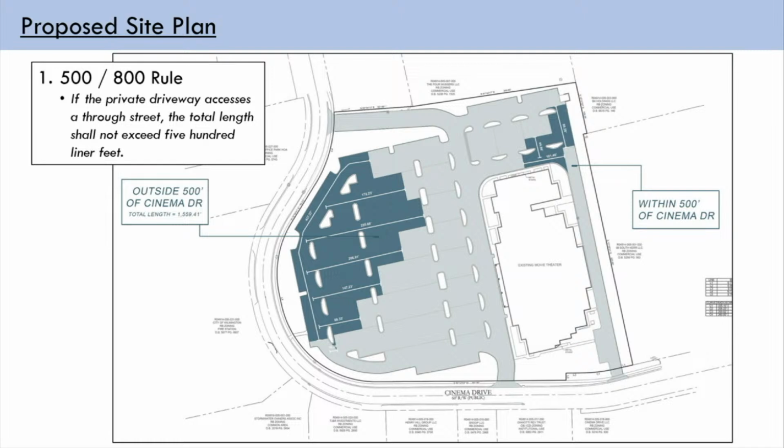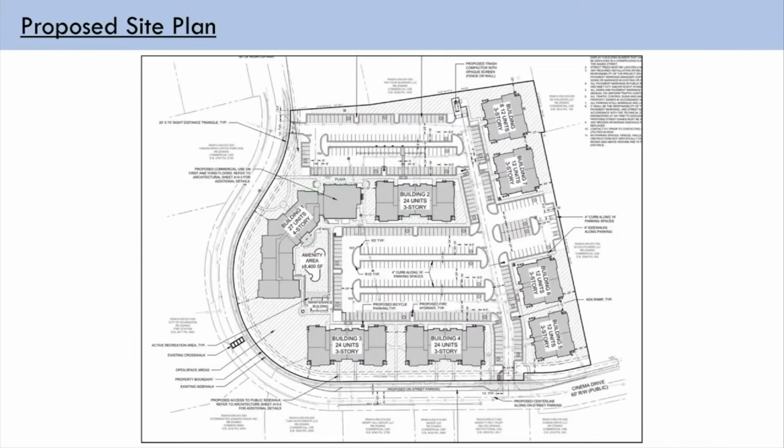So currently there's about 1,500 linear feet of drive aisles that extend past that 500-foot limitation. Again, our plan proposes only 300 feet past that. And we are also reducing the overall impervious area of the site and providing more green space. So with that, I'd be happy to answer any questions the board may have. Any questions for the applicant?